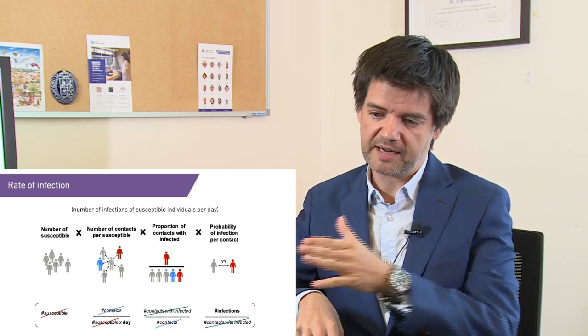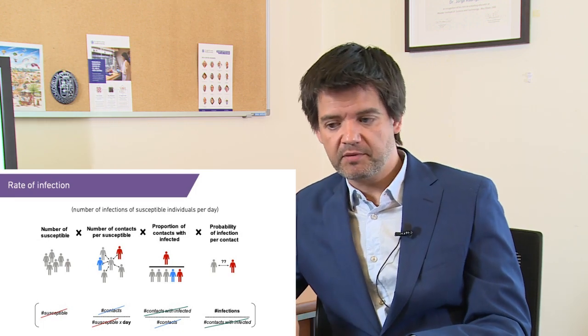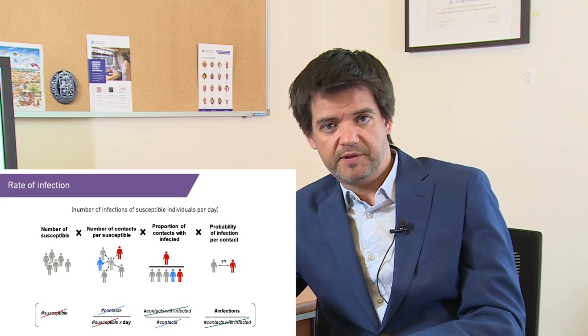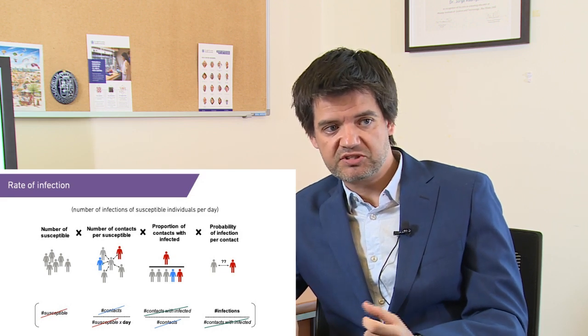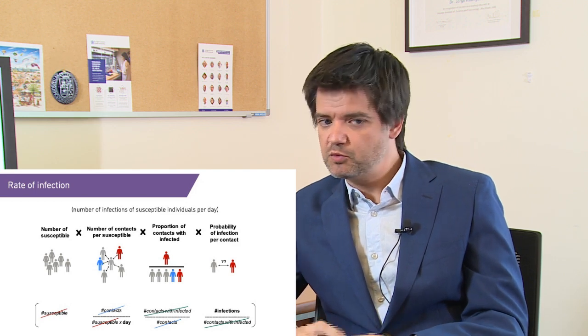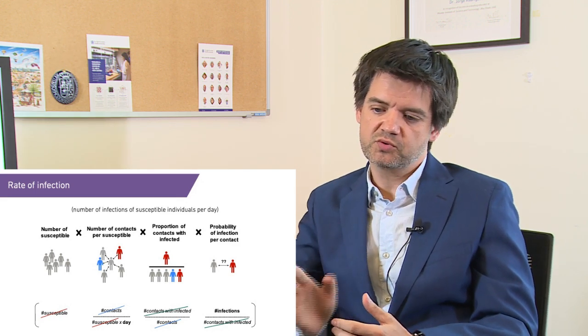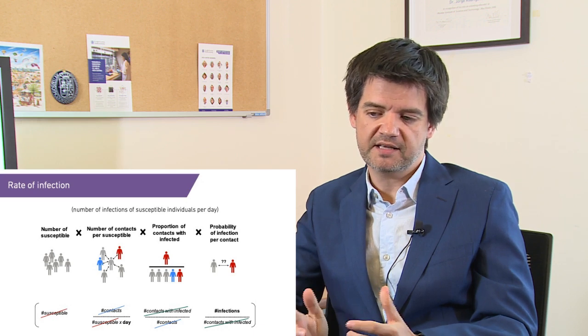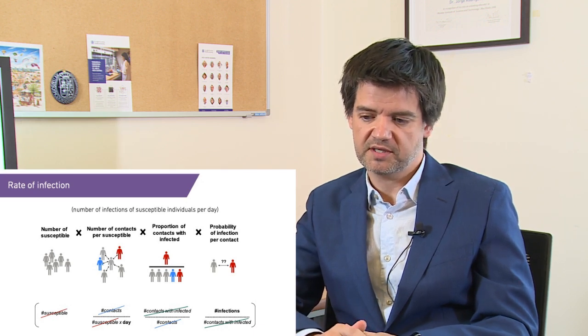So this is basically what we are capturing there. And then we multiply by the probability of infection by contact, per contact. So if I have an interaction with an infectious individual, what are the chances that I'm going to be infected? You can see immediately that we can do things to change those numbers very easily, right? In terms of interventions, which is what I'm going to show in a minute.